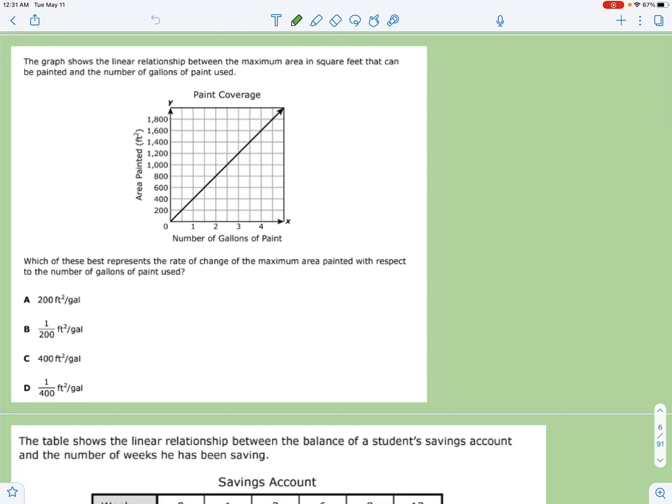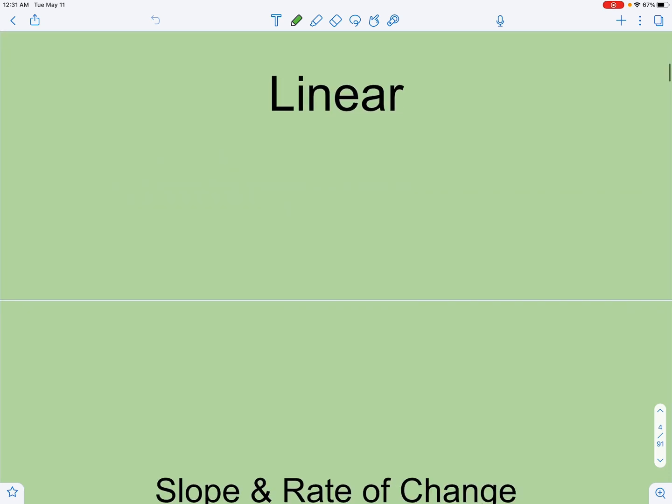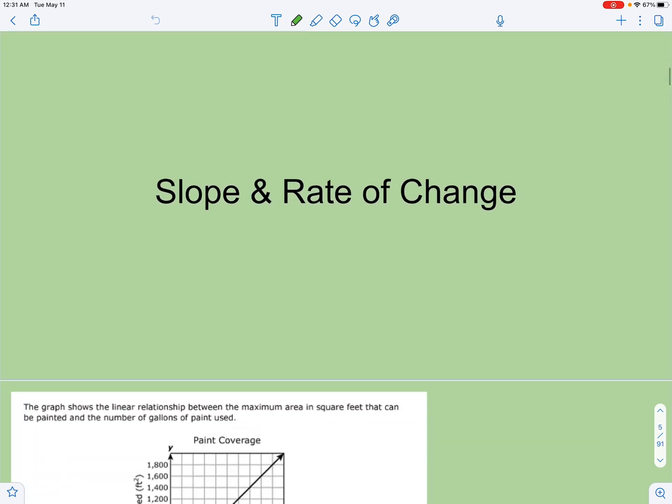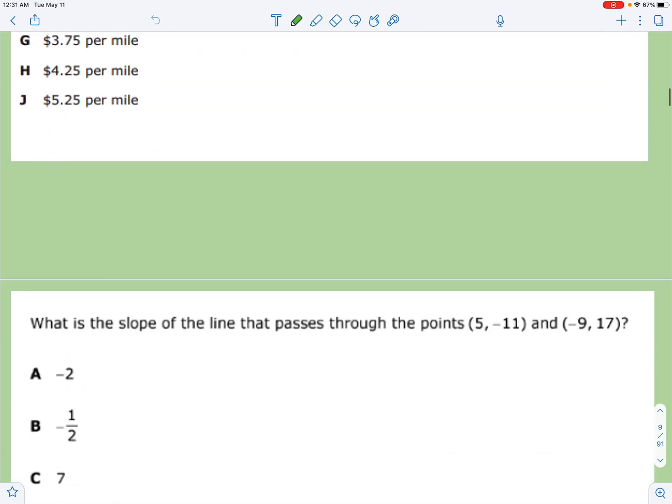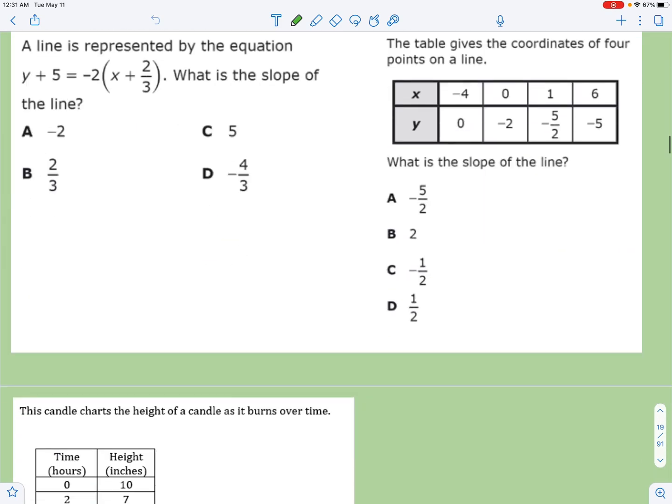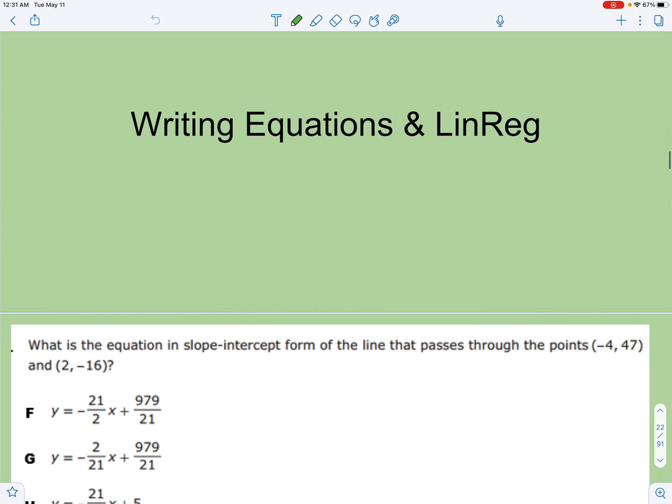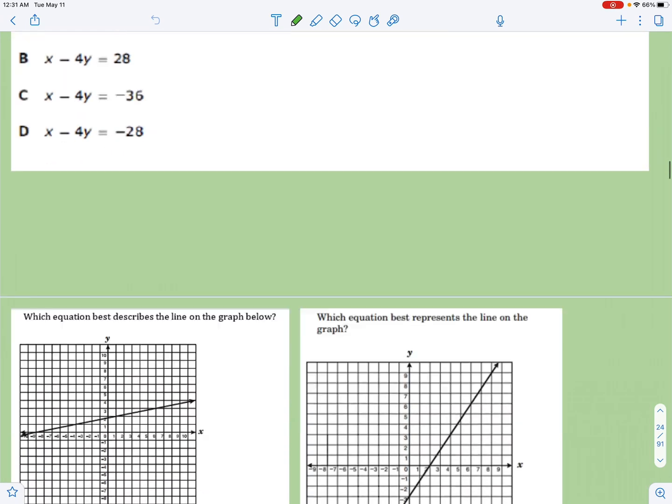All right. So in this review, I promised that when we talked about linear, this packet from last week was broken up into slope and rate of change. It was broken into writing equations and linear regression.